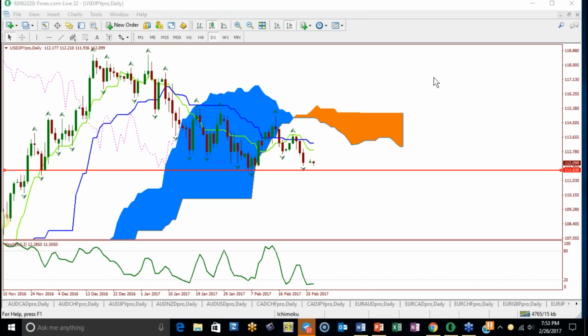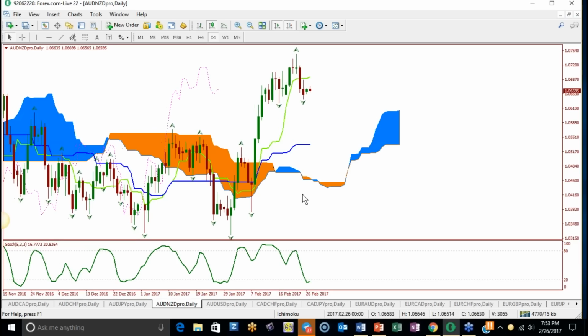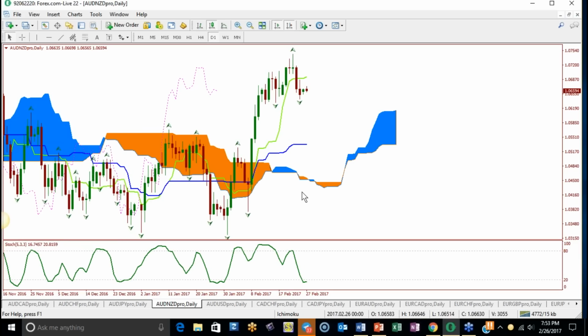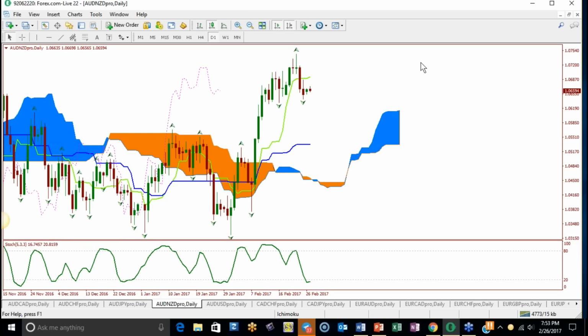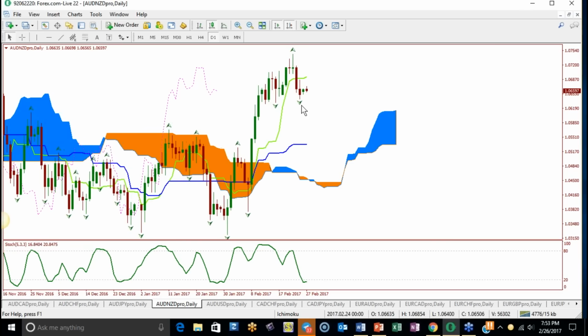Okay, guys, so I'm going to move through some of these charts real quick. First we'll look at the Aussie New Zealand. All right, so I'm looking at this thing, right? And I'm not going to talk about the divergence here. I'm going to talk about what I basically talk about when I'm looking at the charts with my members throughout.